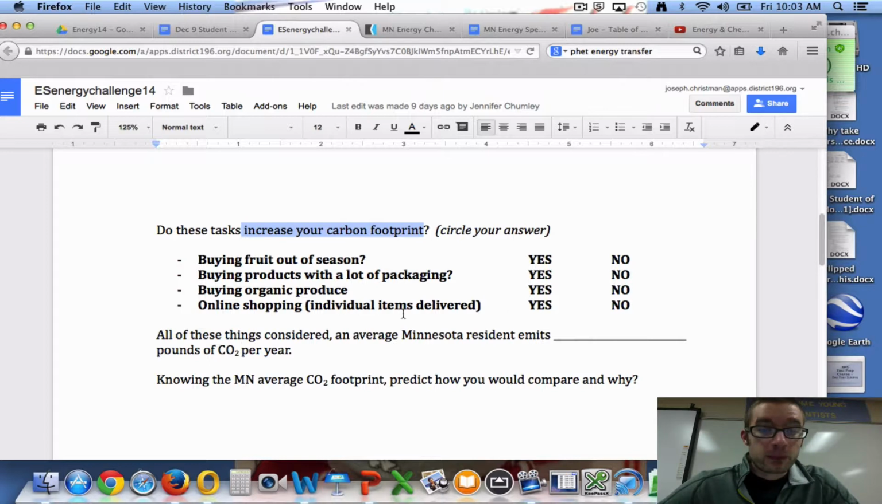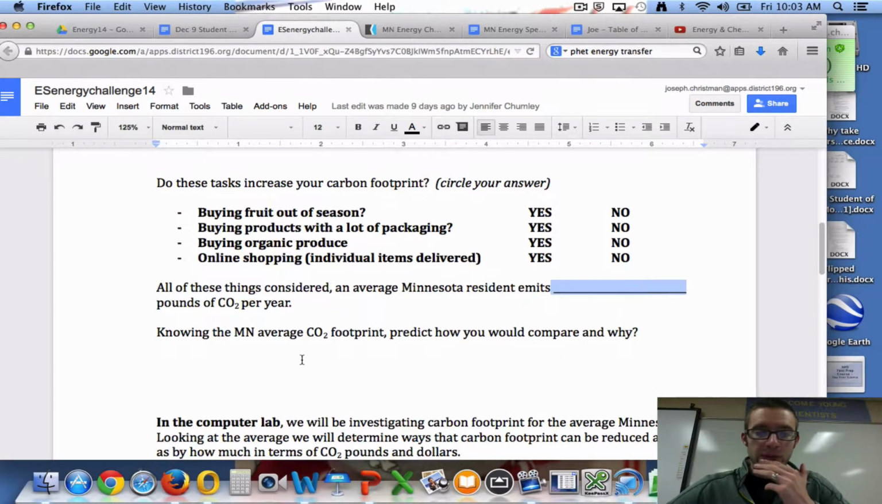Okay. Now, considering all of these things, the average Minnesotan, the average person in Minnesota, you're going to want to write this in here, emits about 52,000 pounds of CO2 into the atmosphere every single year. 52,000 pounds. So make sure you write that in right here. Knowing that for the average Minnesotan, I want you to predict what your carbon footprint would be.